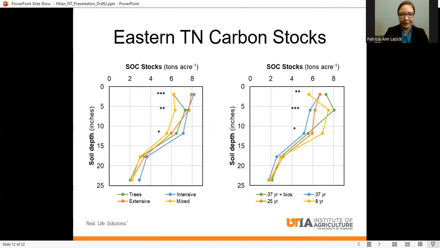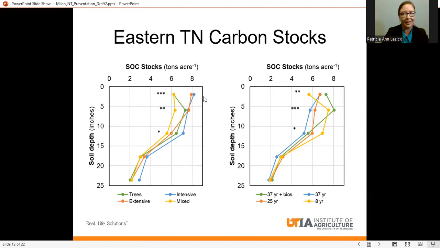And here on the left, this is the pasture comparison. And I want you to take a look at this yellow line. That's the mixed system with the hay and it always had lower carbon stocks, really all the way down the soil profile and significant down to a foot. If you compare that to this blue line, that's the intensive rotational system, and it always tended to have the highest carbon stocks and significant down to a foot.